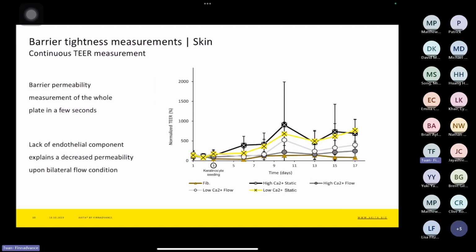The thing is that with this model we didn't have the endothelial cells on the bottom, and that explains the decrease of the permeability when we induce the bilateral flow in the microchannel. Like I mentioned, the endothelial cells are supposed to be exposed to flow, but the other cell types are meant to be in static conditions. So by having enough cell components, I believe that we can form better models for this.